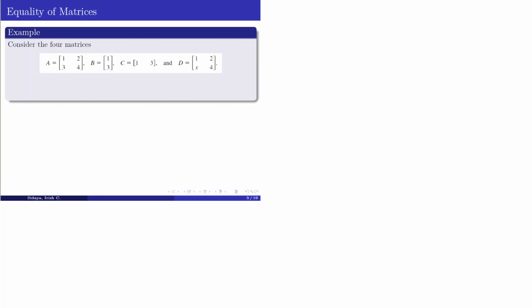However, if we try to look at matrix A and matrix D, we see that both are 2 by 2 matrices. And these elements here, 1, 2, and 4, are equal. So we say that A and D are equal if x is equal to 3.